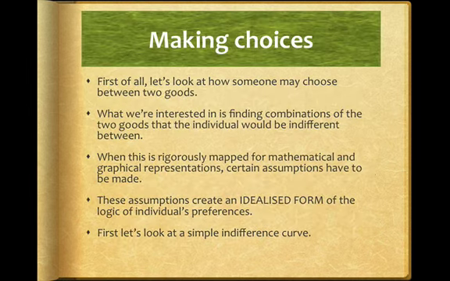Right. Now, when we're making choices, we're going to look at how someone may choose between two goods and the logic here. What's the logic of them? We're interested in looking at combinations of two goods that the individual would be indifferent between. Now, this then becomes rigorously mapped for mathematical and graphical representations, and because of this, certain assumptions have to be made. These assumptions, caveat emptor here, customer be aware, create what's called an idealized form or a formalized form of logic of the individual preferences.